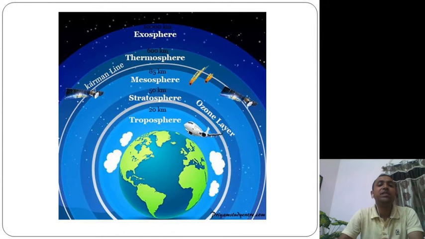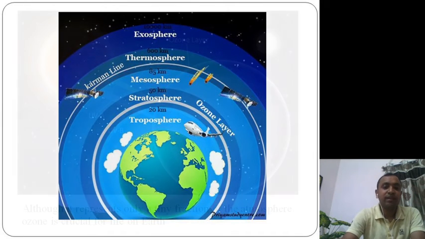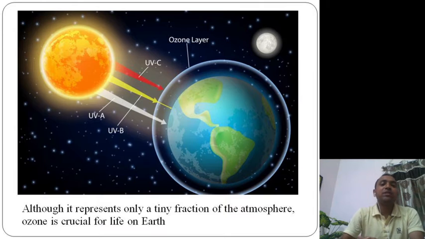Now, you know that there are different layers: troposphere, stratosphere, mesosphere, thermosphere, exosphere, and then we have the atmosphere. If you see this particular slide, what you can clearly see is that the ozone layer is found in the stratosphere, or we call it stratospheric ozone as well. In the picture of the earth, there is a shield, which is the ozone layer. As you can see, it encircles the earth in general.